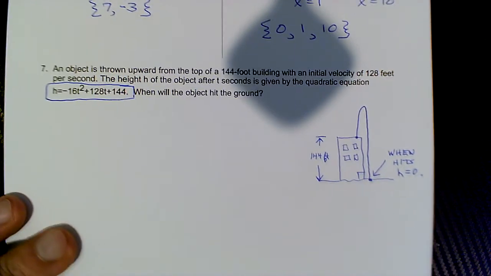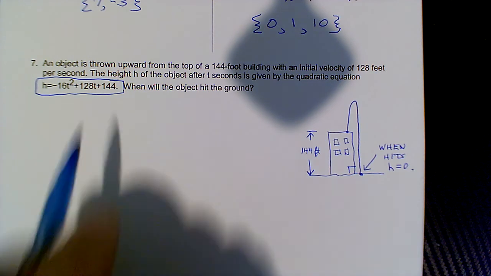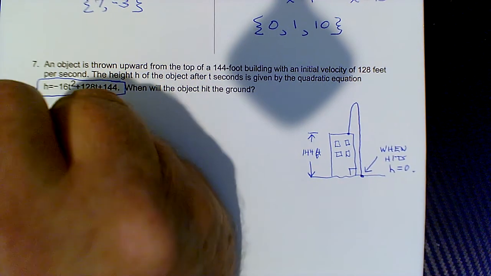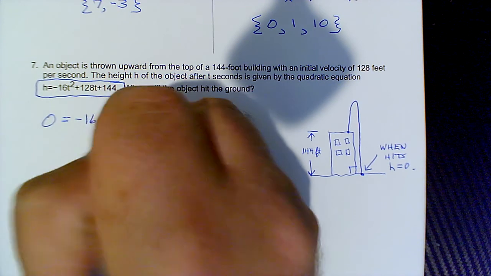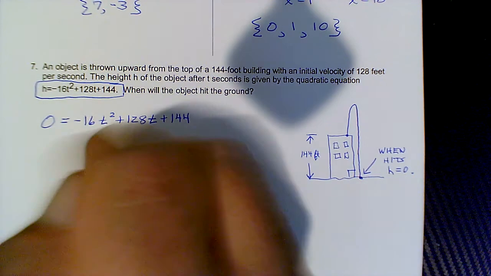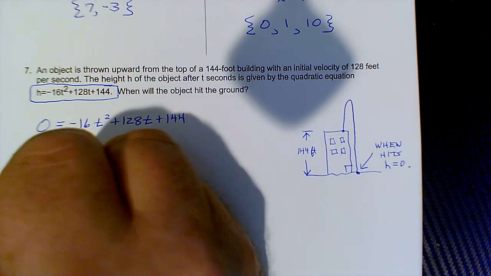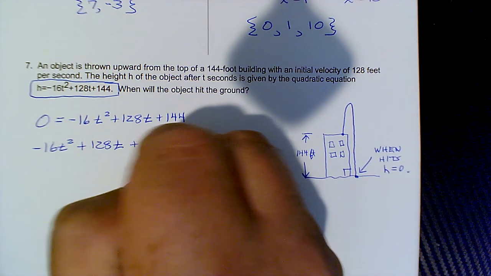Sorry you didn't see me draw the picture, but there it is. You can take a second to write that down if you like. But the idea is that when this object hits the ground, this equation is going to be equal to 0 because h is 0. So 0 is equal to negative 16t squared plus 128t plus 144. Now, if that bothers you that the 0 is on the left, just change it. Negative 16t squared plus 128t plus 144 equals 0.